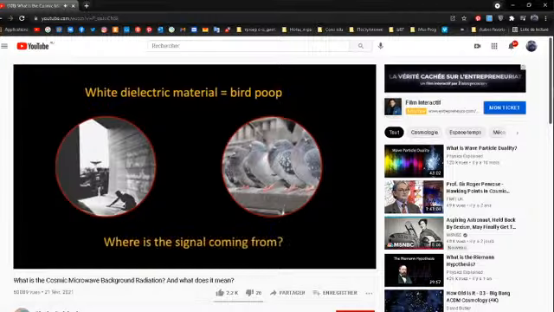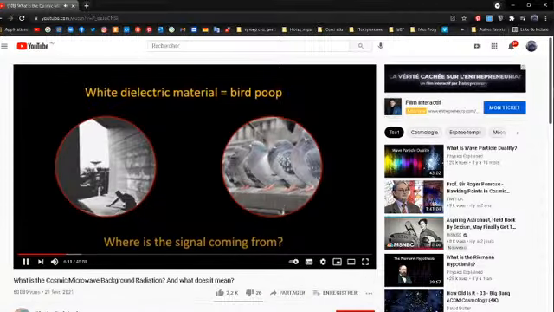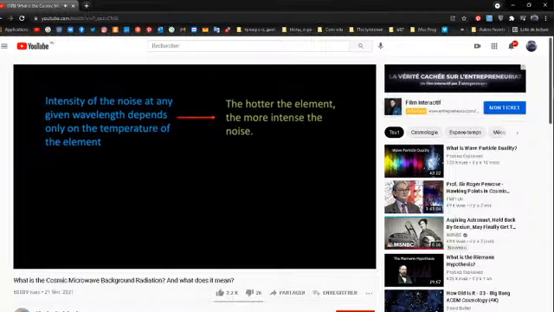So what was this microwave noise, and where was it coming from? Although Penzias and Wilson had no idea where the radiation was coming from, the one piece of numerical data that they did have was the intensity of the microwave noise. Penzias and Wilson knew that any electrical circuit element at a temperature above absolute zero generates noise as a consequence of the thermal motion of electrons. Furthermore, the intensity of the noise at any given wavelength depends only on the temperature of the element. The hotter the element, the more intense the noise.